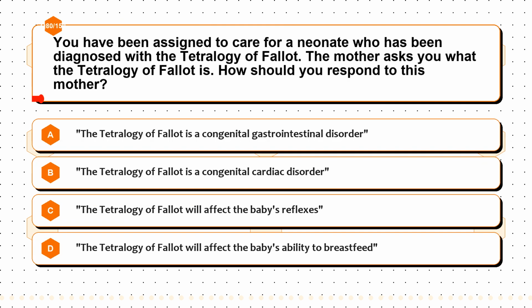Question 80. You have been assigned to care for a neonate who has been diagnosed with the tetralogy of Fallot. The mother asks you what the tetralogy of Fallot is. How should you respond to this mother? Here are the options. Option A. The tetralogy of Fallot is a congenital gastrointestinal disorder. Option B. The tetralogy of Fallot is a congenital cardiac disorder. Option C. The tetralogy of Fallot will affect the baby's reflexes. Option D. The tetralogy of Fallot will affect the baby's ability to breastfeed.